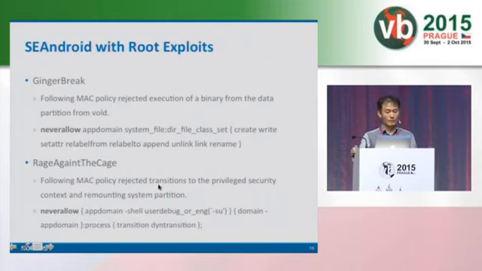Another example, Rage Against the Cage. It is another root exploit, but this family cannot survive either because there's one specific security policy. App domain applications are not allowed to transition from third-party normal application privileges to system privileges.